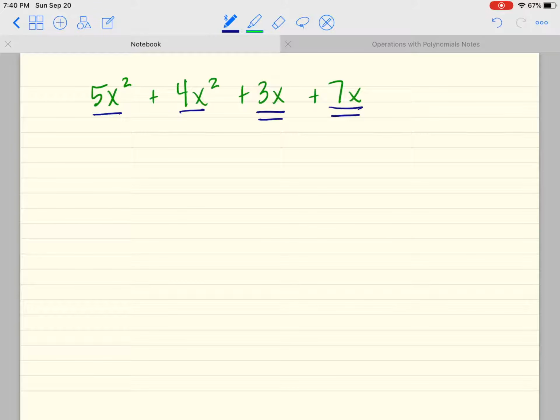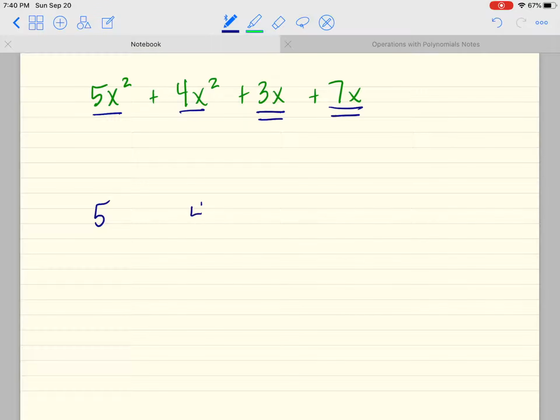What does it mean to be a like term? It means that the terms have the same variable with the same exponent. So the first two both have an x squared, and the second two both have an x to the first. Alright, so when we have like terms, we can combine them, add or subtract whatever the operation is. But what are we actually doing when we combine them? What are we actually combining?